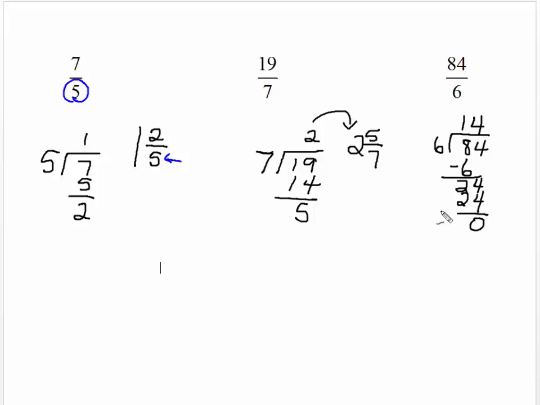Now, when we're writing it as a mixed number, again, this number here, the 14, is my whole number. And then I have 0 remainder out of 6. So that's the long form way of putting it, but there's no remainder, so I can just simply say the answer is 14.